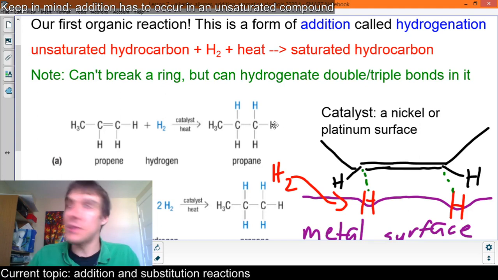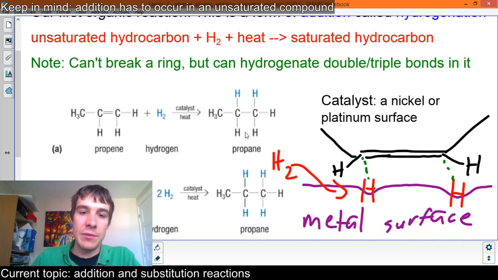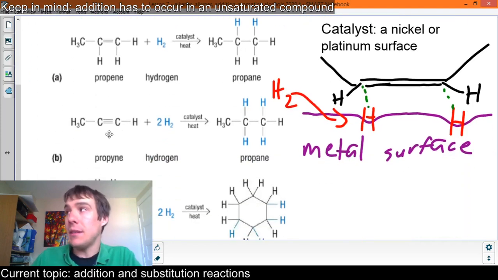We're adding it. In order to do this, it has to be unsaturated. Keep that in mind. It has to be an unsaturated compound because we want there to be space to add our hydrogen. If it was saturated, then we'd have to kick something out to add something else. So here's propene, add a hydrogen, you get propane. Propyne, a triple bond, if you add two hydrogens, you'll get propane. So it happens for alkynes as well as alkenes.